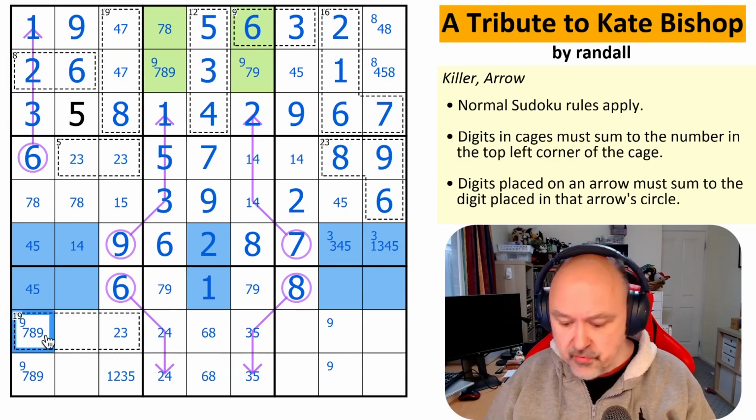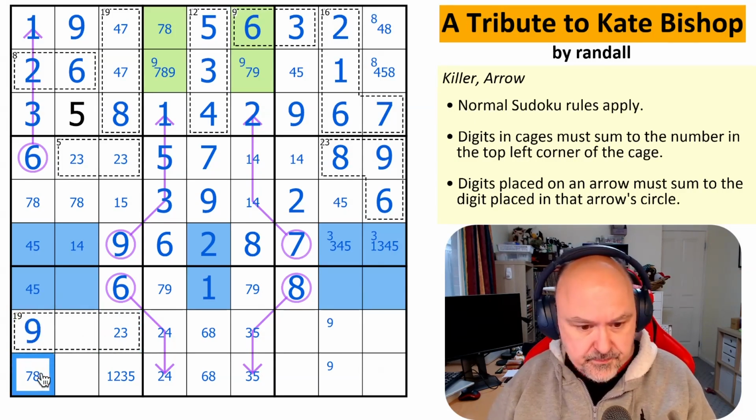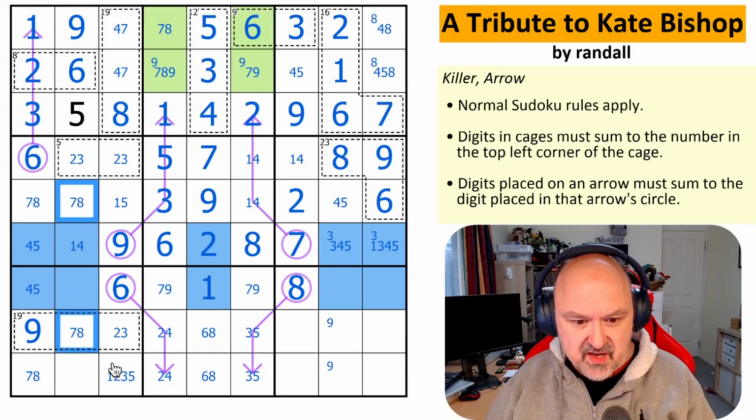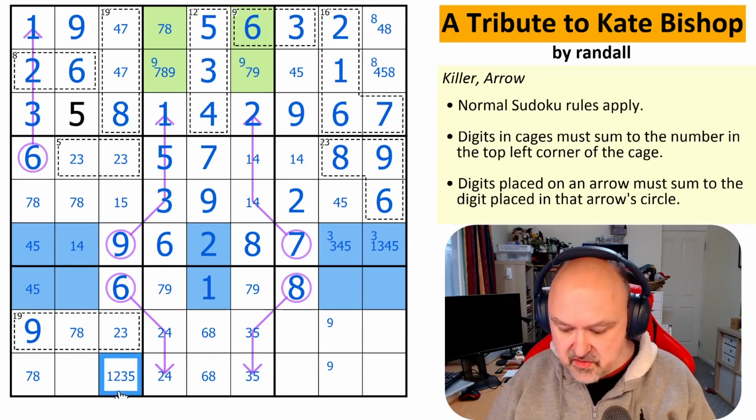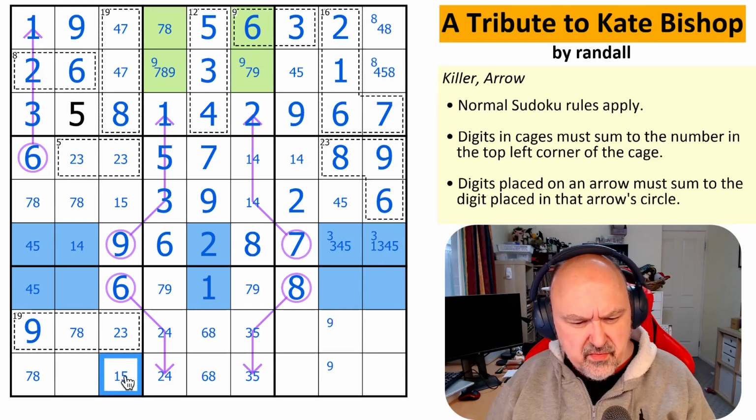And with either 2 or 3, this needs to be a 9. And this becomes 8 or 7. I've now got a 7, 8 pair. And I've got a 2, 3 pair. So there's no 2, 3 in here. Seven, 8 pair in the box as well.